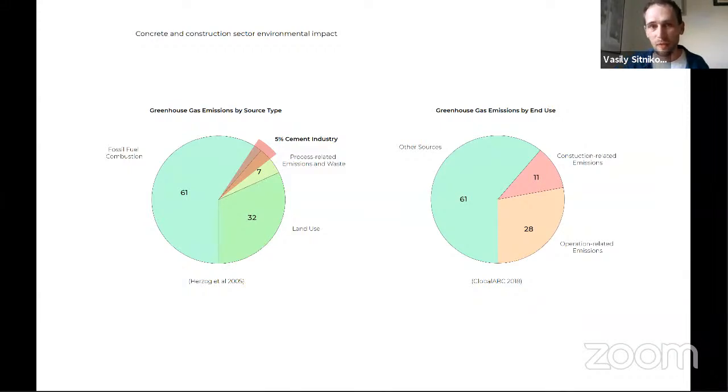Even though, as I've mentioned, cement was understood early on to contribute up to 5% of the global greenhouse gas emissions, the actual gas emissions of the construction processes were first calculated in 2018 and published in the first report of the Global Alliance for Buildings and Construction in 2018. And this paper basically brought to light the fact that 11% of all global gas emissions come from construction processes, in comparison to 28% of operation related emissions in the building industry or in the built environment broadly.